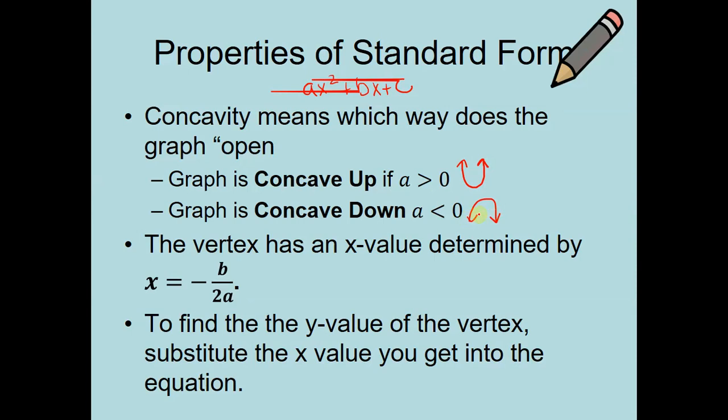To find our vertex, what we're going to do for the x value is we're going to use this cute little formula here, negative b over 2a. Yes, it does come from the quadratic formula. And we're going to pick out the b and the a from our equation. That's going to give you the x value. Now, if you want to find the y value of the vertex, basically you take the x value you just found, plug it into the equation, and you should be able to go from there.